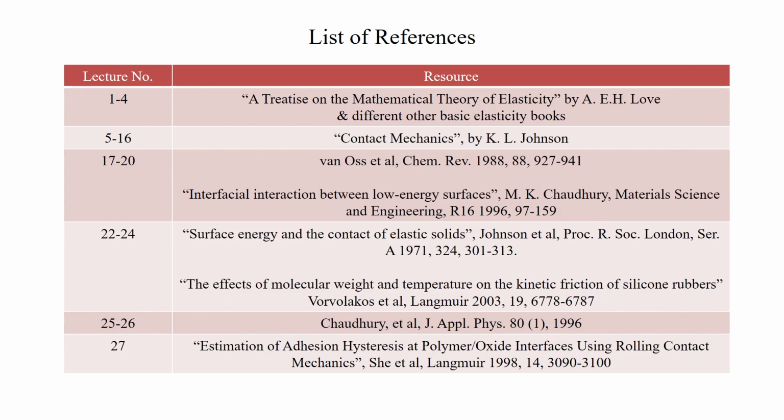to 20 was from this paper by Van Oss in Chemical Reviews, and then this particular paper by Professor Manoj K. Chaudhury, interfacial interaction between low energy surfaces. Then lecture 22 to 24 I took from this particular paper by Professor K. L. Johnson, on JKR contact mechanics, surface energy and contact of elastic solids. Then another paper by Professor Chaudhury's group, Katharina Vorvolakos et al., Langmuir 2003. And then 25-26 I took from this particular paper by Professor Chaudhury, Journal of Applied Physics 1996.